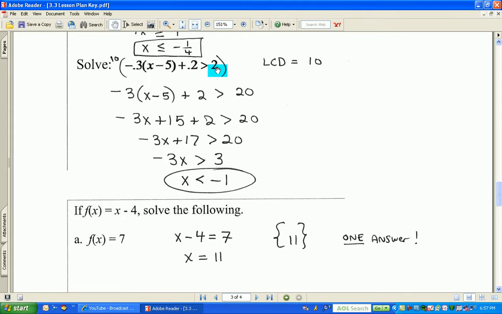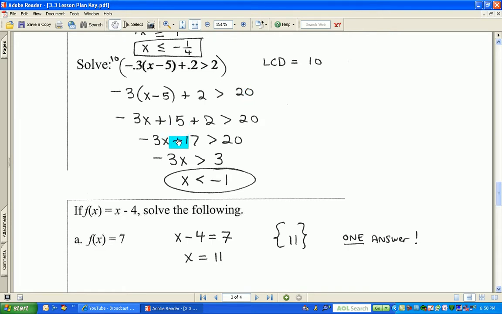I personally like to get rid of decimals. So what I'm going to do is multiply everything through by 10. And remember, when you multiply by 10, it moves the decimal one place to the right. So when I multiply this first term through by 10, the -0.3 becomes -3. When I distribute that to the bubble, I get the opposite of 3x plus 15. 0.2 is a separate term. When I multiply it by 10, it becomes 2. And 2 is a separate term. 2 times 10 is 20.